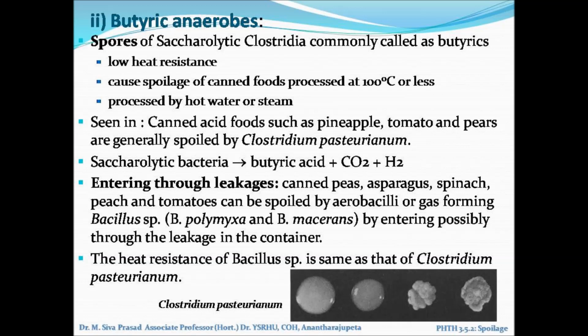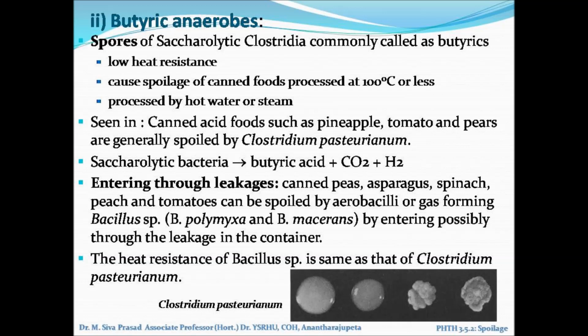The spoilage of these canned products occurs when the product is not heated above 100 degrees Celsius, or when you use steam or hot water for processing. In such cases you will see this type of anaerobes. These anaerobes enter into the canned food because they are under processed. These saccharolytic bacteria bring about changes in the food by producing butyric acid and gases like carbon dioxide and hydrogen.